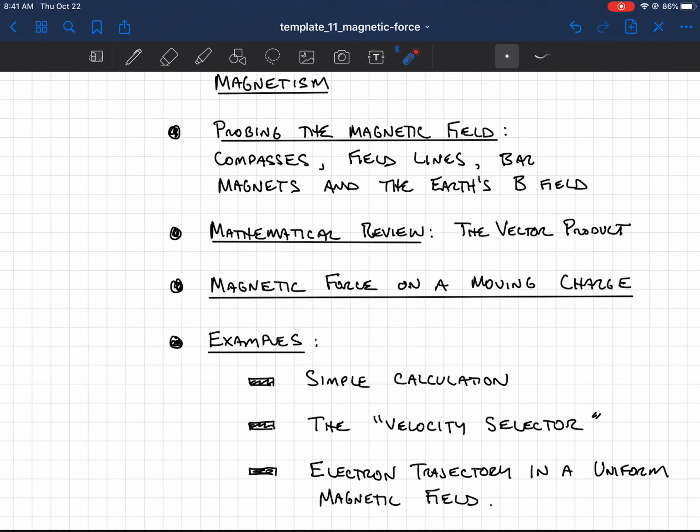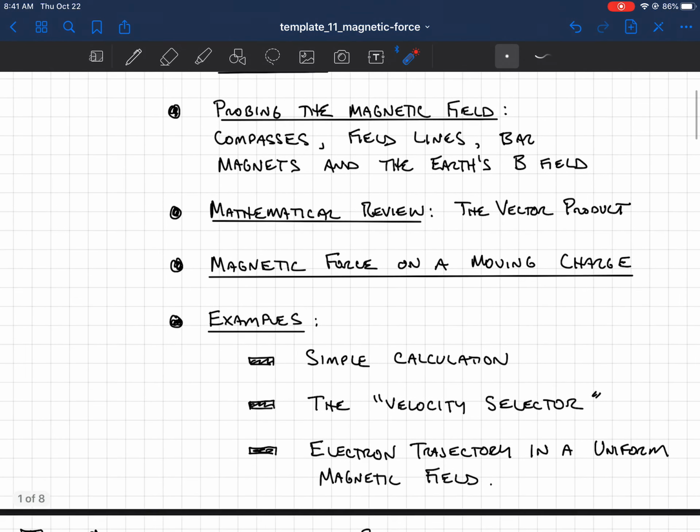And so we'll talk about what that magnetic force is, and then we'll do three examples. One, just a simple calculation of magnetic force for a given velocity and magnetic field. We'll talk about something called a velocity selector, and finally the trajectory of a charge as it moves in a uniform magnetic field.